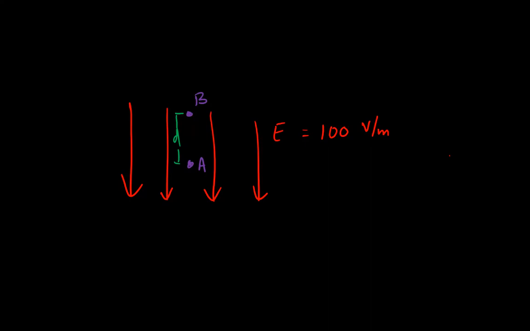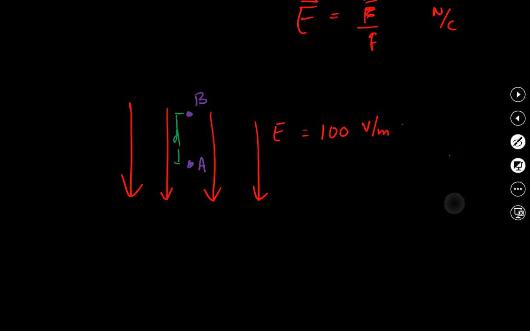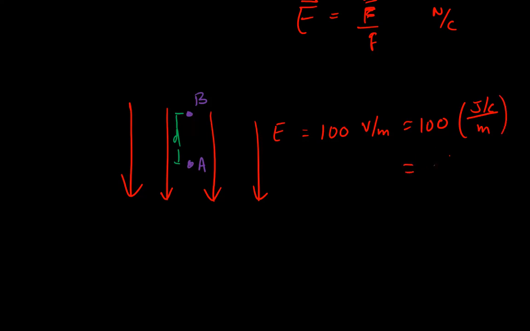What was the first units we learned for electric field? It was based on force. Remember, electric field was defined as the force per charge. So that would have units of newtons per coulomb. This has volts per meter. A volt per meter, a volt is a joule per coulomb. And of course, divided by meters.